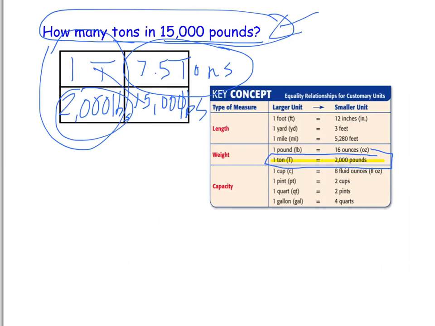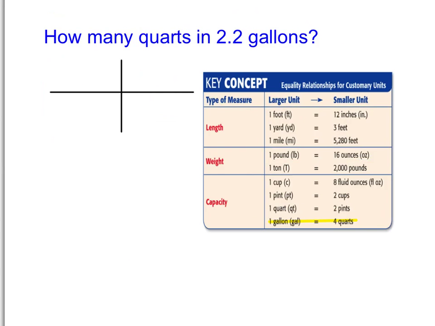Let's try another one. How many quarts are in 2.2 gallons? So I'm looking for quarts and gallons next to each other. And notice on the very bottom of my table, I have 1 gallon equals 4 quarts. So I'm going to write that, 1 gallon. And I don't have to write the full abbreviation. I just need to know what's on top and what's on bottom.